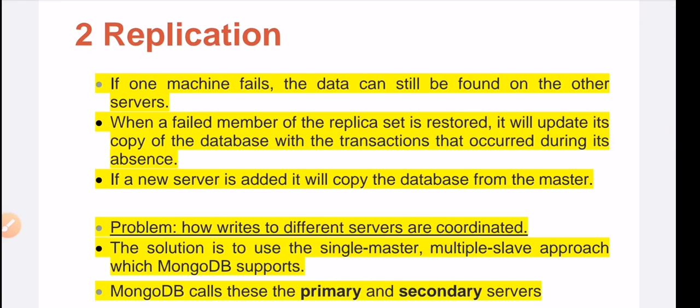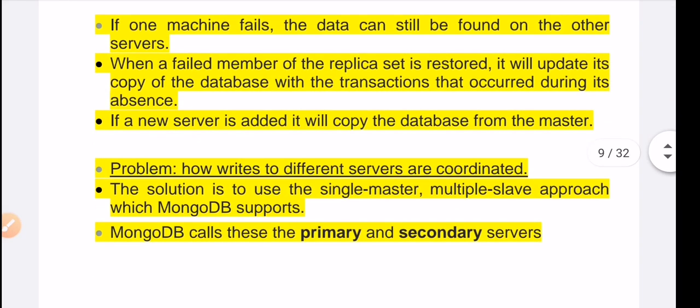When a failed member of the replica set is restored alive again, it will update its copy of the database with the transactions that occurred during its absence, because we need all of the servers to have the same state of the dataset or database. If a new server is added, it will copy a database from the master directly.